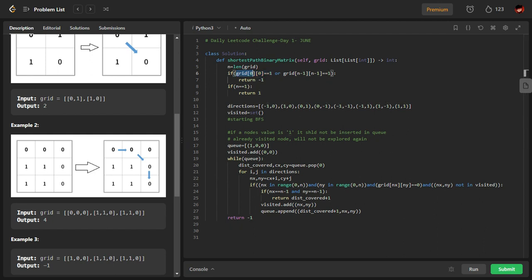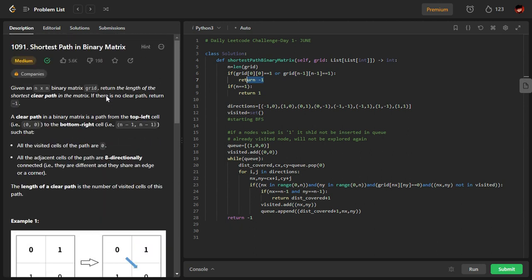This is the source node from which we will be starting the shortest path finding. Similarly, this is the last node which will be ending the shortest path finding. So if these nodes themselves are 1, that means these nodes themselves are not 0. That is, we cannot include them in our path. That means finding a path between these is not possible, because they cannot be included in the path. So we're returning minus 1.